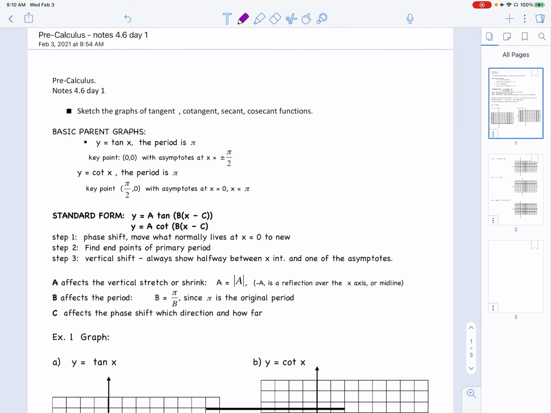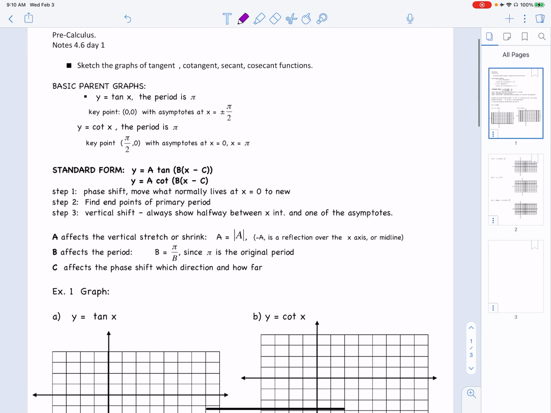Pre-calculus 4.6 day 1, we are looking at graphing tangent and cotangent. One of the main differences between sine and cosine and tangent and cotangent is the period. The period of tangent is pi, the period of cotangent is pi. And then we have what we call vertical asymptotes for tangent and cotangent, because we have places where tangent and cotangent are undefined. And those are x equals plus or minus pi halves.